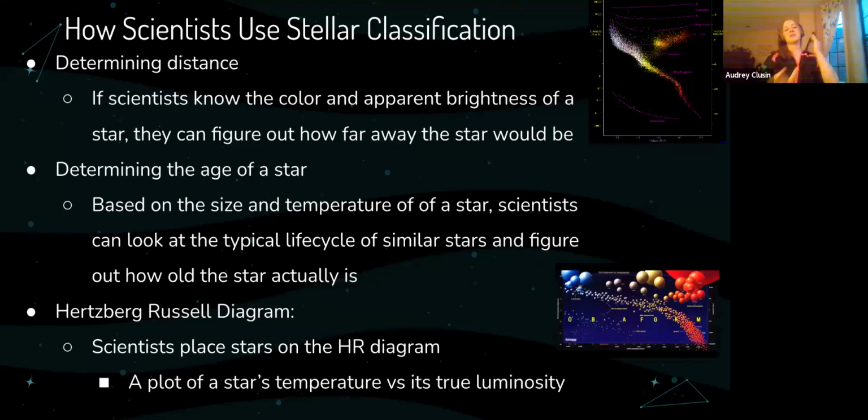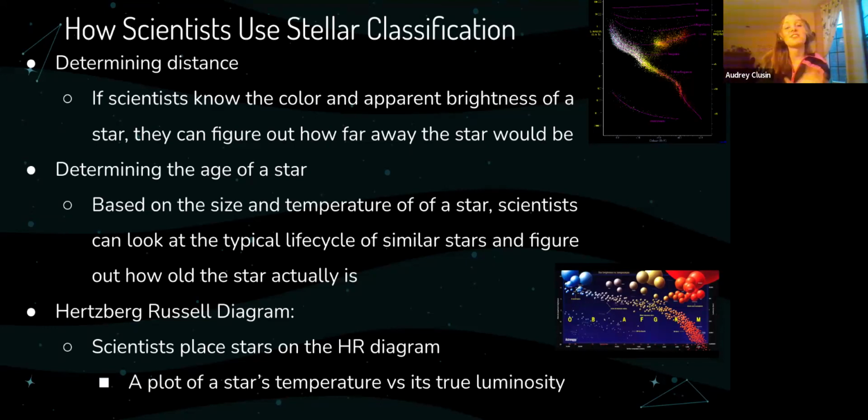But basically, what you need to know is that scientists can look at a star's temperature and brightness, and they can determine the distance. If they know the color, they know what stage of life the star is in, and therefore how much brightness it should be giving out. So if they know how much brightness it should be giving out, from the measured brightness they see when they look at it in the sky, they can figure out how far away it is, because it's dimmer than it would be if it was close to us.